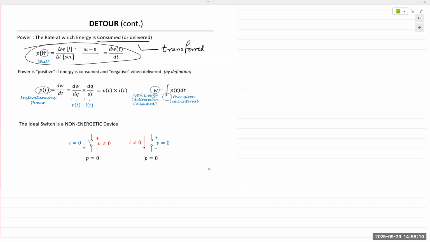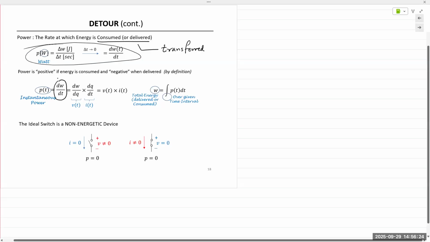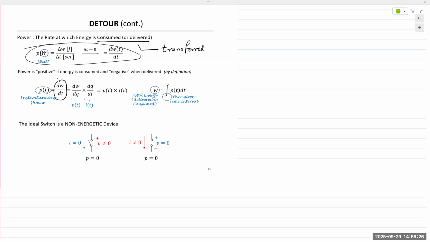The rate at which work is done or energy is transferred is power. We can derive it: dW over dt is dW over dQ, or charge, times dQ over dt, the rate of flow of charge. And so we get V times I. Electrical power is simply the product of voltage and current. P equals V times I.